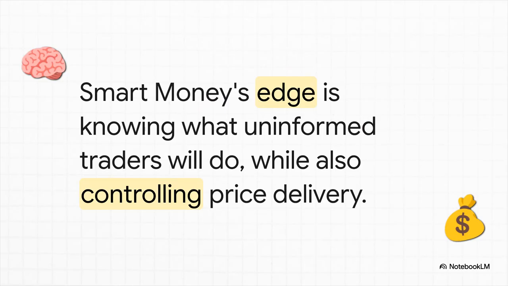And this is what creates the market efficiency paradigm. The market is perfectly efficient, but only for one side. Smart money has two massive advantages. They know how the uninformed are likely to react to price, and they are the ones delivering that price. It's kind of like playing poker where you can see your opponent's cards, and you're also the dealer.